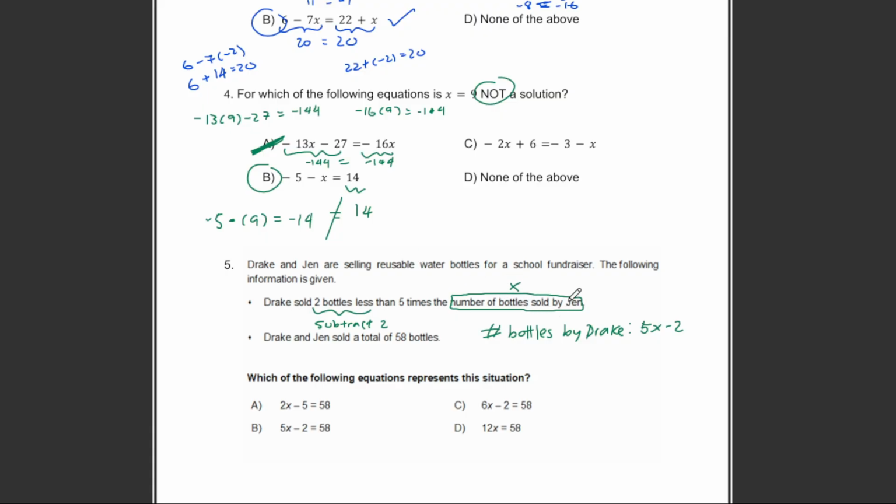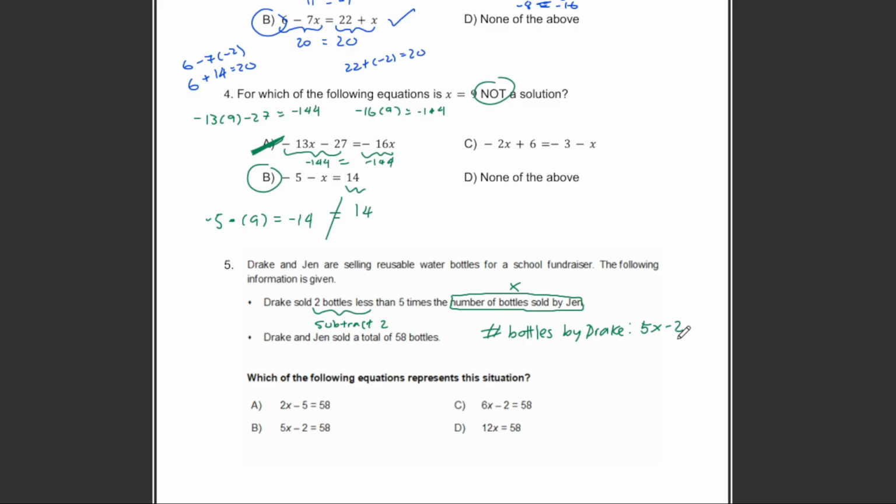X is the number of bottles sold by Jen. The number of bottles sold by Drake is 5x minus 2. Okay, but we don't have an equation yet. We haven't written anything, so don't start solving. Don't start adding 2 and canceling this out and getting 5x plus 2. There's no equation, there's no equal sign yet. We can't solve yet, right? We need an equation, so don't jump the gun. Hold your horses.